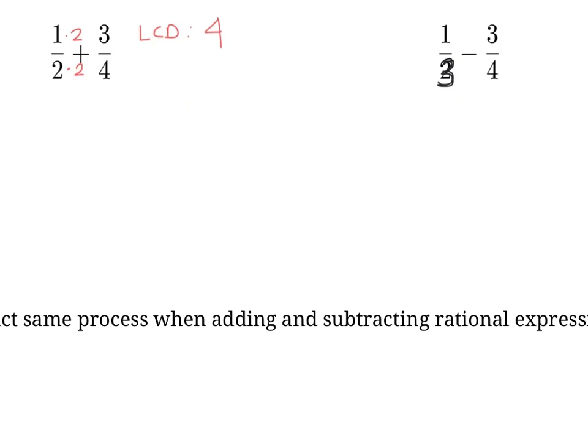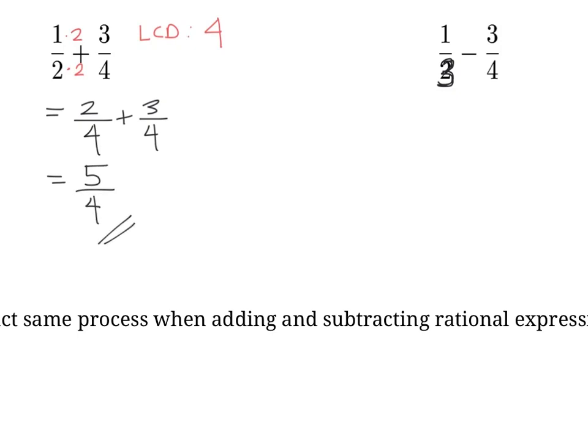So now if we simplify, we have 1 times 2, which is 2, all over 2 times 2, which is 4, plus 3 over 4. Now our denominators are the same. They're both 4. We can add the numerators. So we have 2 plus 3, which is 5, all over 4. And we cannot reduce it because there's no common factors in 5 or 4 other than 1, so we're done.